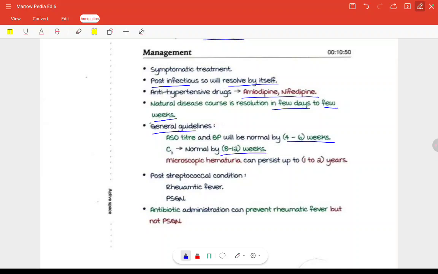And if it's not normal by 12 weeks, we will do renal biopsy. Microscopic hematuria can persist up to 1 to 2 years. Okay, so these are the things that we should remember. ASO titer and BP will be normal by 4 to 6 weeks. It will take around 1 month for it to be normal, and C3 it will take around 3 months. And for microscopic hematuria, around 1 to 2 years also can be required.